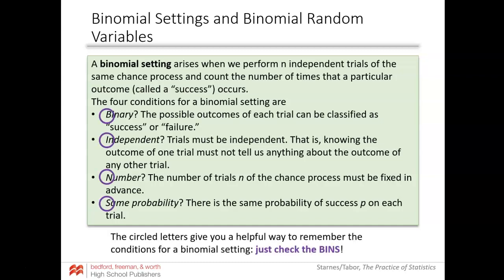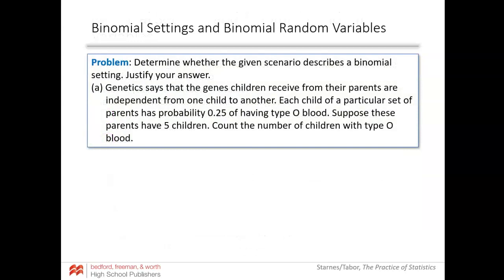So the cute acronym that we come up with is BINS. Check your BINS. That's what we say. So is it binary, independent? Can you identify the number in advance, and do they all have the same probability? Every time we go to determine whether we can use a binomial distribution, we have to ask ourselves those 4 questions. So first here we have some problems, and we're going to decide whether or not this is a binomial setting, and then we're going to explain why or why not.